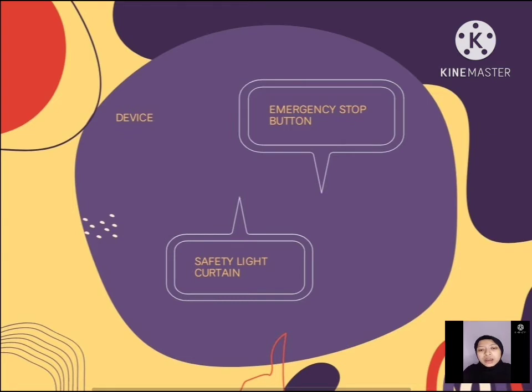Emergency stop button is one of the safety mechanisms used to shut off a machine in an emergency, such as when the machine cannot be shut down manually. The purpose is to lower the risk of injury.